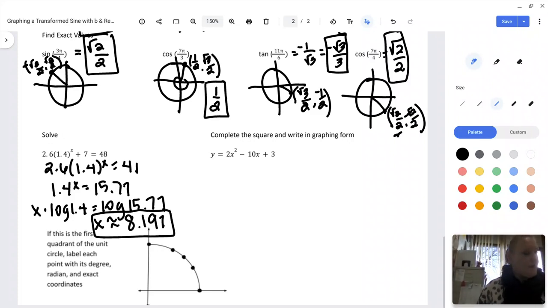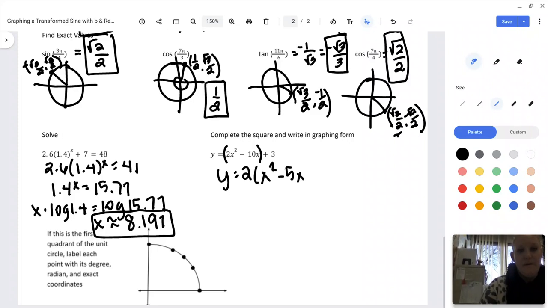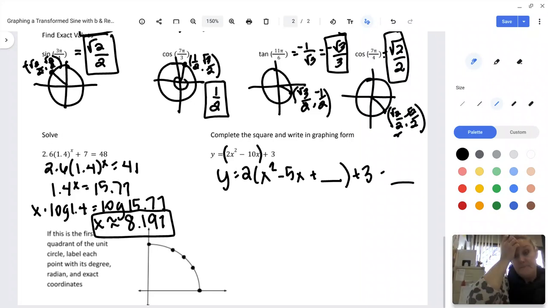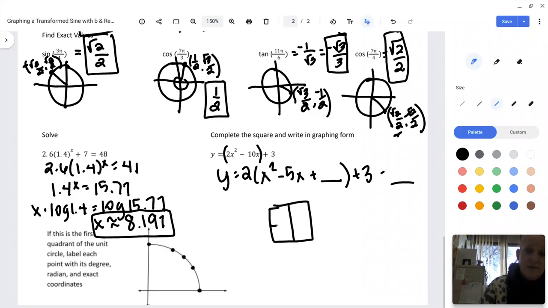All right, complete the square. Let's review this. Remember with complete the square, we still group the first two terms, even with a number in front, but we're going to factor out that 2. Then plus something, and we have that plus 3 minus something. Now we have our square that we are going to complete, hence the name, complete the square. Half of 5, negative 2.5x. So I have x minus 2.5.